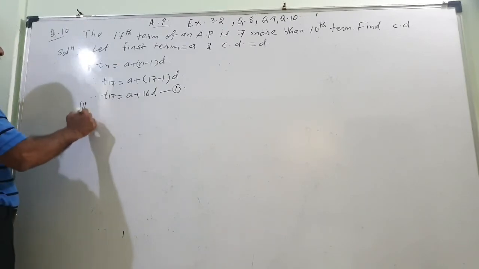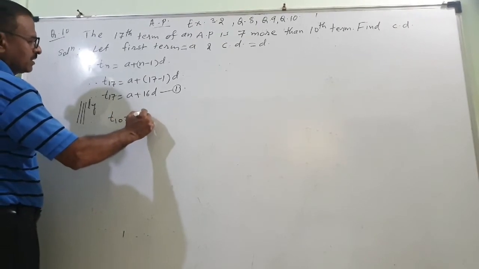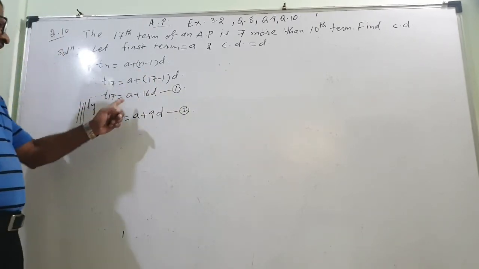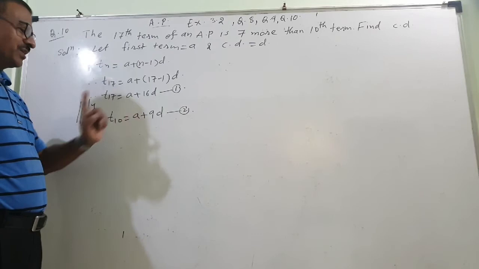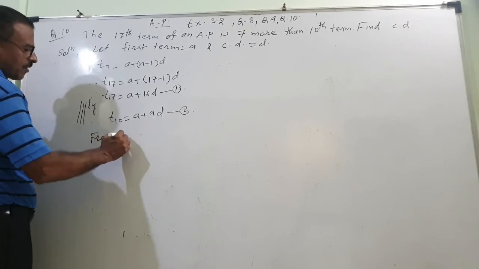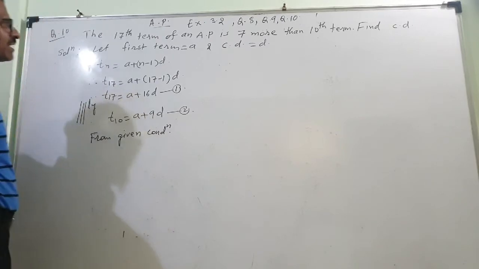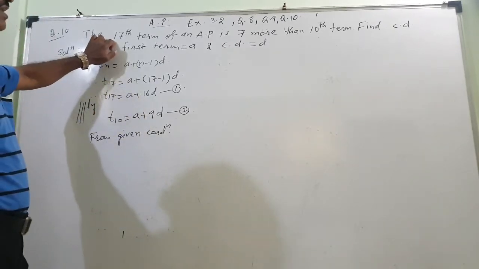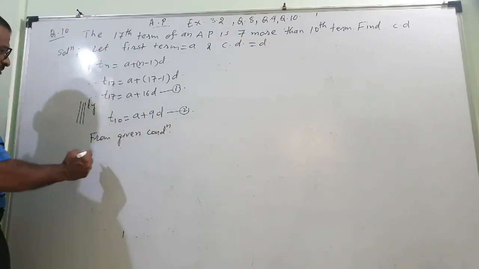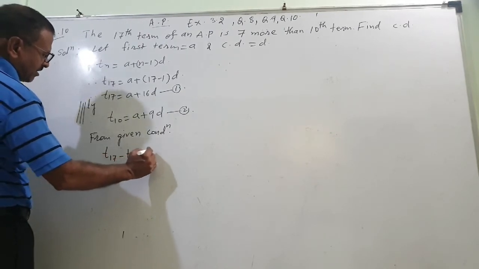Similarly, T10 is equal to A plus 9D. This is number 2. 10 minus 1 is 9, 9 into D, 9D. So, from the given condition, what is that condition? The 17th term is more than the 10th term. It means the difference between them is 7. So, from the given condition, T17 minus T10 is equal to 7.